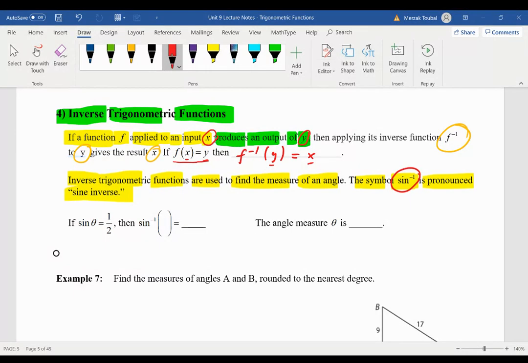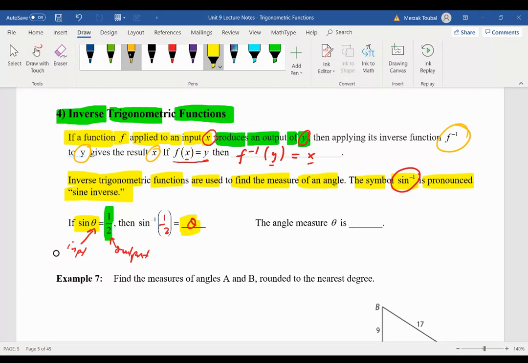Now, for example, if we have sine of theta equals 1/2, the input here is theta and the output is 1/2. So if I take the inverse of the output, I should get back the input, which is theta. So sine inverse of the output equals the input, which is theta. And that's why we can use inverse trig functions to find the angles.